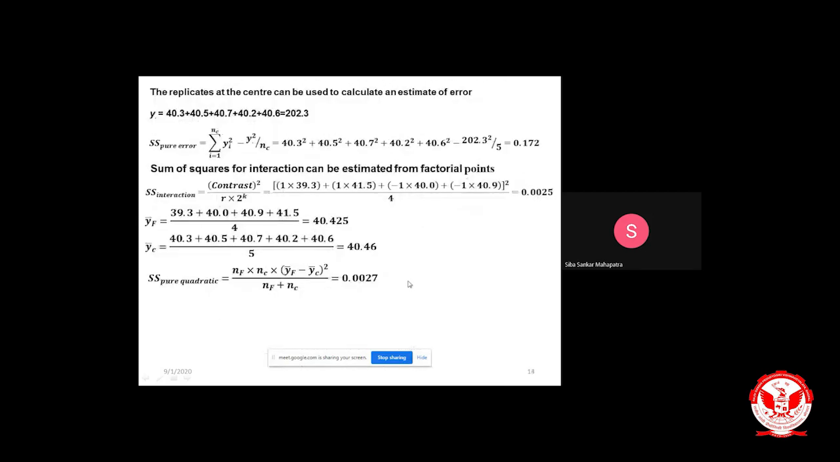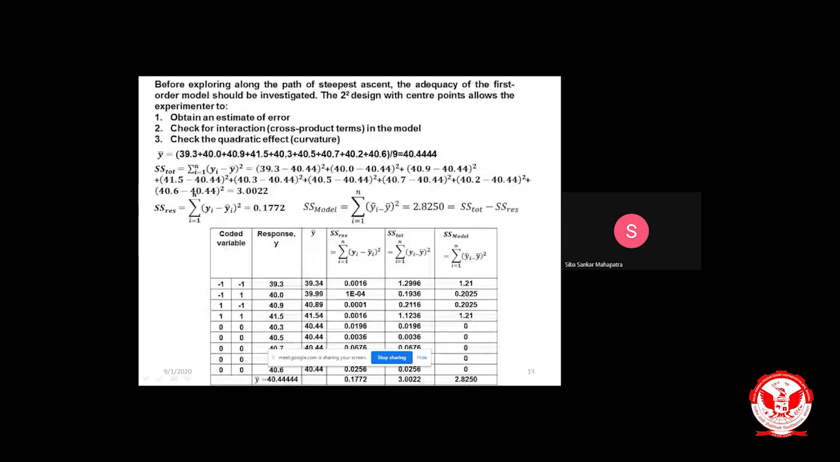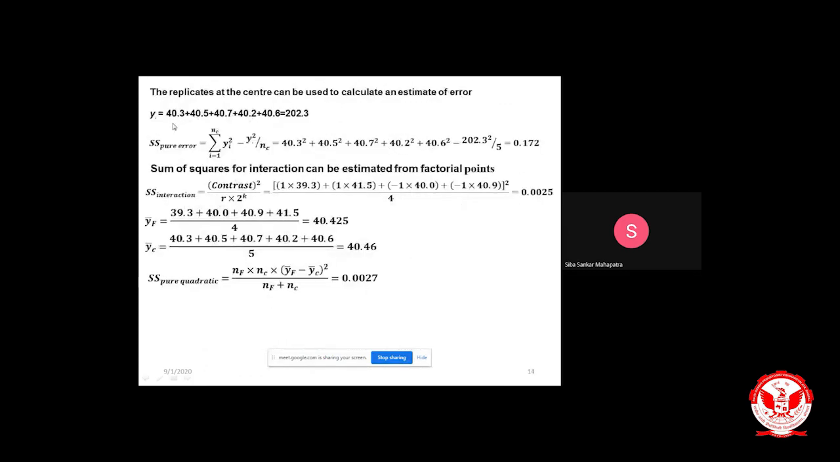Now after that we calculate the sum of square for the pure error. We have conducted 5 experiments at the same parametric condition. So take the sum of those values, say 40.3, 40.5, like that. So take the sum of these 5 values, that is 202.3.